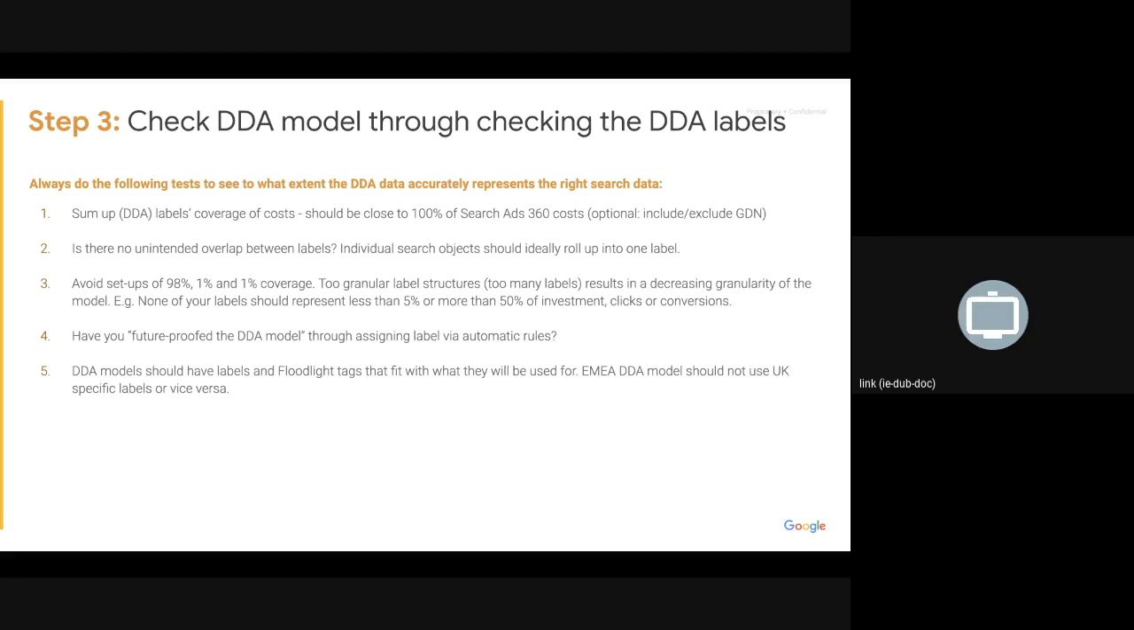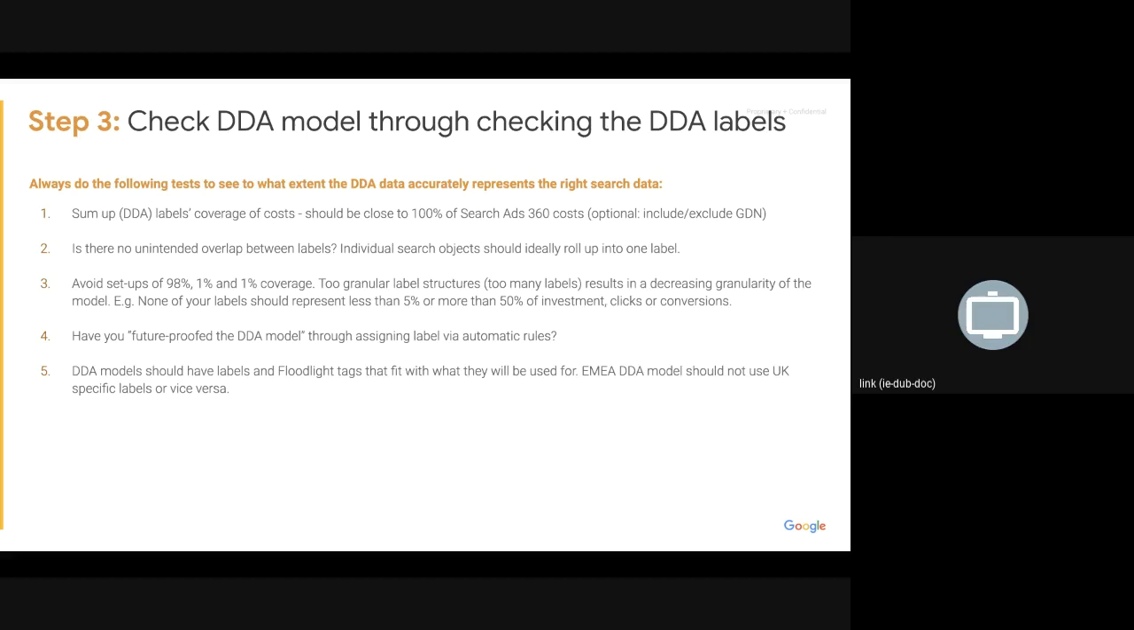Other manual checks that you could do are to go through all of your labeled entities and ensure that there's no label overlap between objects, but also that none of your labels are too granular or only cover between 5 to 1% of entities. Too many labels could result in a very highly fragmented model, and as a rule of thumb, it's best to ensure that you don't have labels that represent less than 5% or more than 50% of your investment, clicks, or conversions. You should do all of these checks as soon as your DDA model has trained.